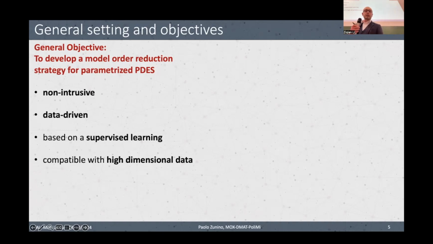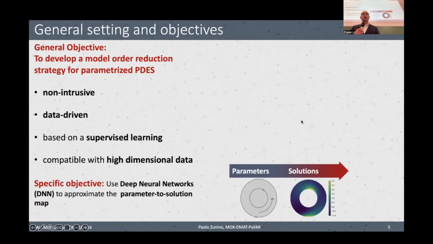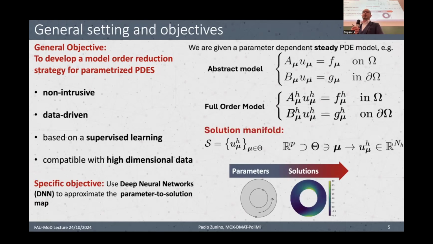So, specifically, what we are about to do is to try to approximate the parameter to solution map of a suitable parameterized family of equations through the representation of a deep neural network. So the general setting is that we define an abstract problem where the operator A will be, in the steady case, for example, an elliptic operator like the Laplace operator or a generalization of that, which is suitably parameterized in the operator, in the forcing terms or in the boundary conditions.